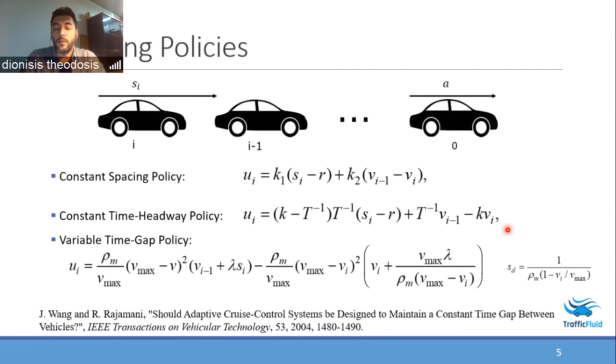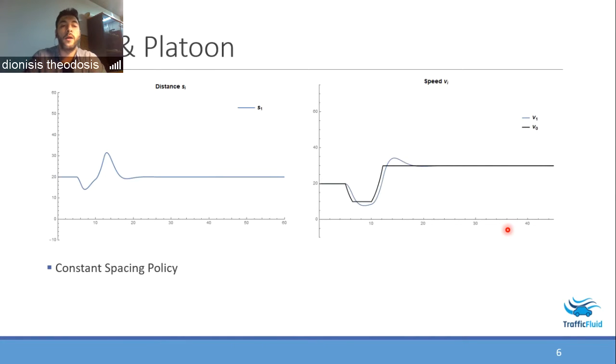And one very good measure to evaluate the performance of an ACC controller is how disturbances propagate along the string of vehicles. For instance, for the constant spacing policy, if we have a leader which has constant speed and suddenly decreases its speed and increases its speed, we see that the second vehicle in the platoon also decreases its speed, but also has some slight overshoot. On the left, we see also the distance of the vehicles. They decrease and increase according to their movement.